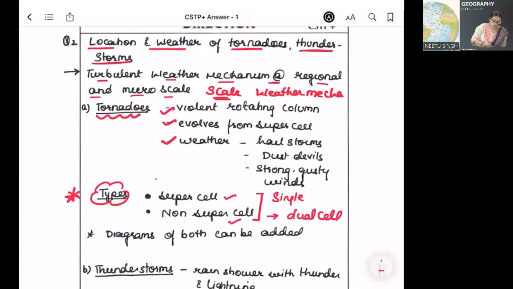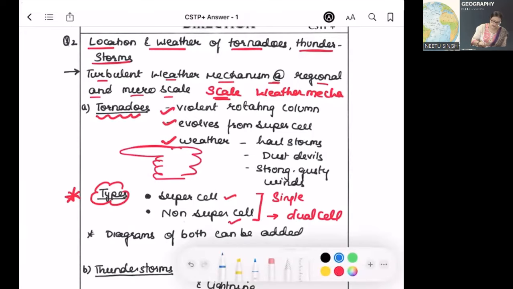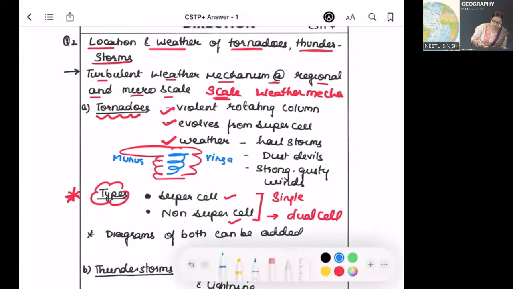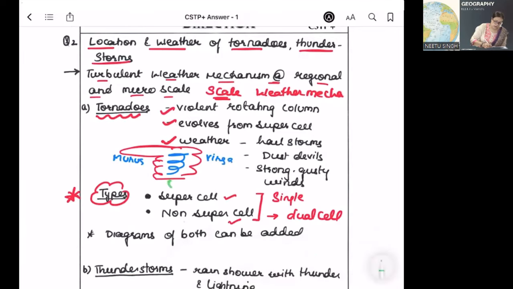And the diagram that we can add, of course, is this: my mesocyclone. I can easily apply this mesocyclonic circulation. I can add mammatus cloud here. I can add virga. And I can certainly keep adding the tornado right here. And this is my cell, the volutus.